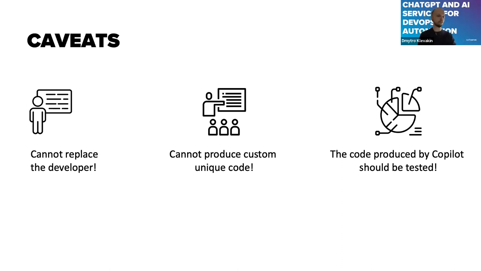It cannot produce custom unique code. It means that if you implemented something really new on top of the market, in that case, Copilot might not provide you anything. And yeah, the code provided by Copilot should definitely be tested. The same goes for ChatGPT. You need to double-check it several times to see if that code is working properly prior to integrating it into the real environment.